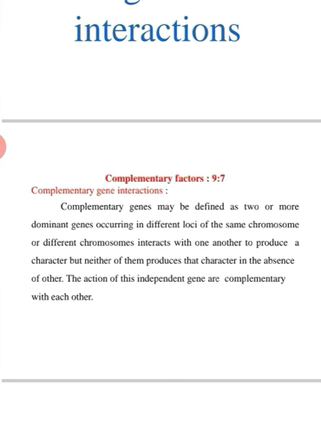Complementary genes may be defined as two or more dominant genes occurring in different loci of the same chromosome or different chromosomes that interact with one another to produce a character, but neither of them produces that character in the absence of the other. The actions of these independent genes are complementary with each other. That means for a single character, two dominant genes are required.